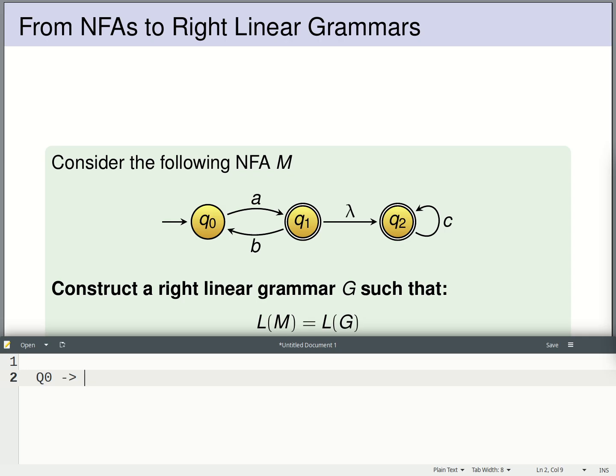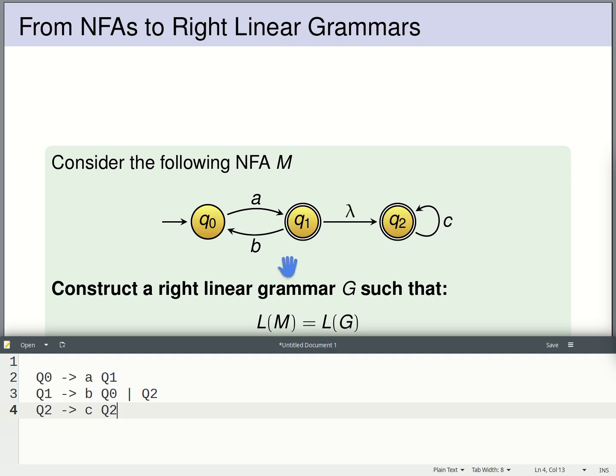So Q0 can produce an A and switch to Q1. Q1 can produce a B and switch to Q0. Q1 can also switch to Q2 while not producing anything. Q2 can produce a C and remain in Q2. So now we have translated the 4 transitions of our automaton into 4 grammar rules.